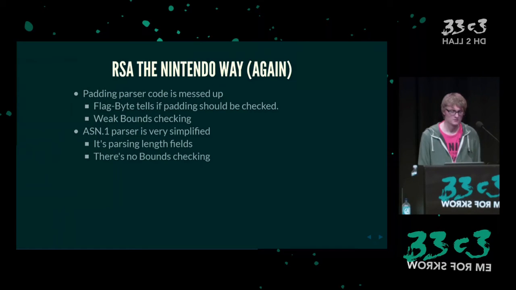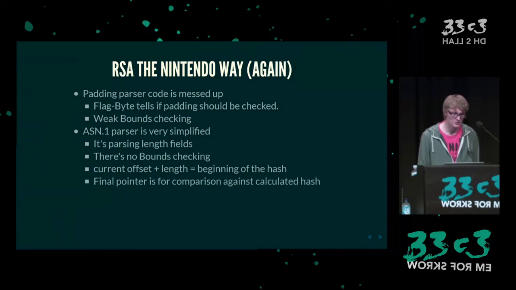So eventually it will add the length to the current pointer in the signature. And then they stop parsing and say, okay, we parsed all the data, and now there should be the hash. And yeah, they are not checking this length. And this pointer is used to do the hash comparison.